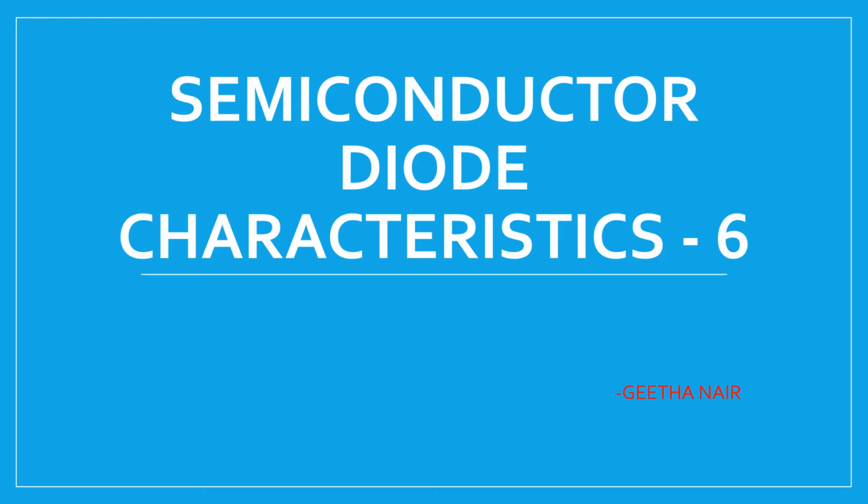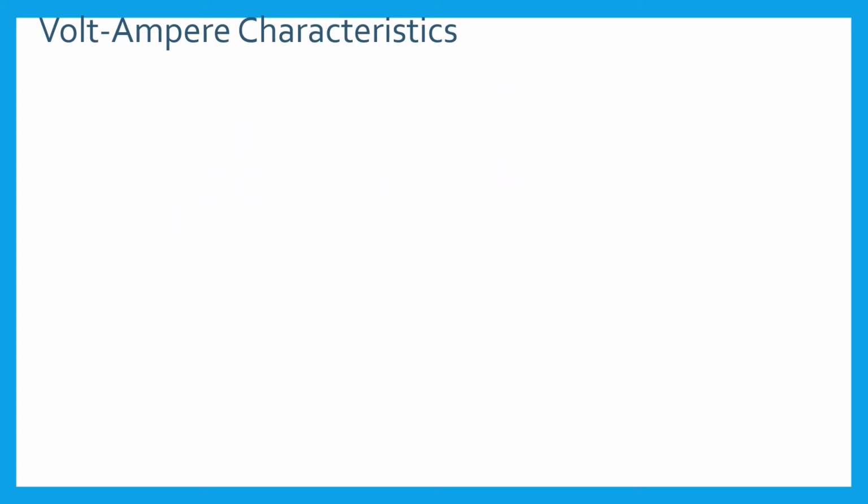You will be seeing the sixth part of the series on semiconductor diode characteristics. Here we will see the Volt-Ampere characteristics.